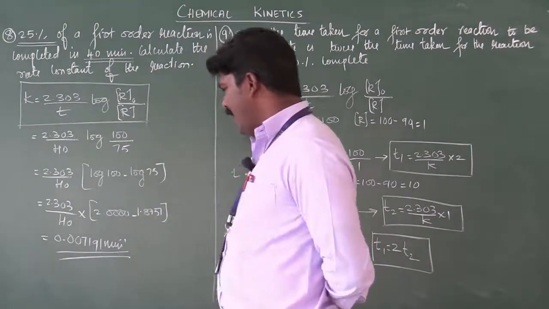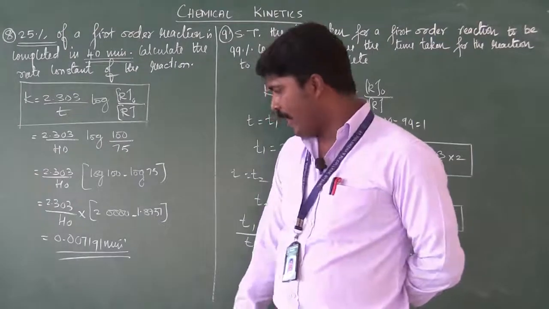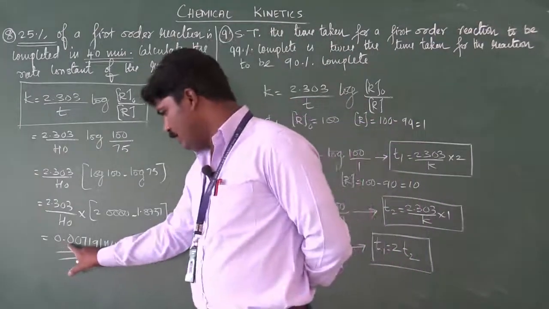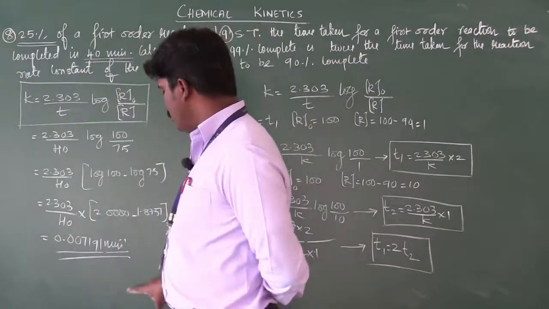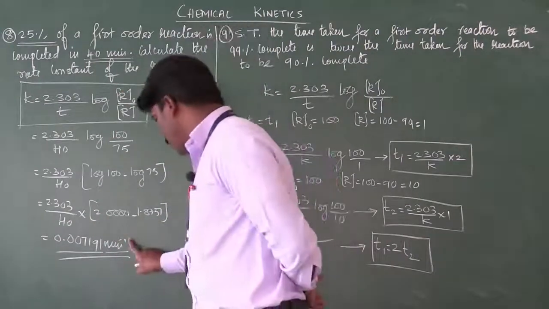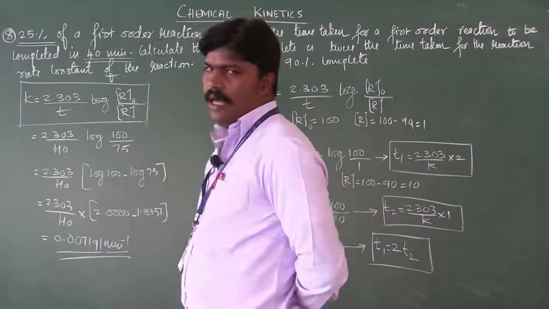So if I subtract and multiply with the division of 2.303 by 40, I get the value 0.00719 per minute, because time is given in minutes. So the unit becomes per minute. So this is how we find the rate constant.